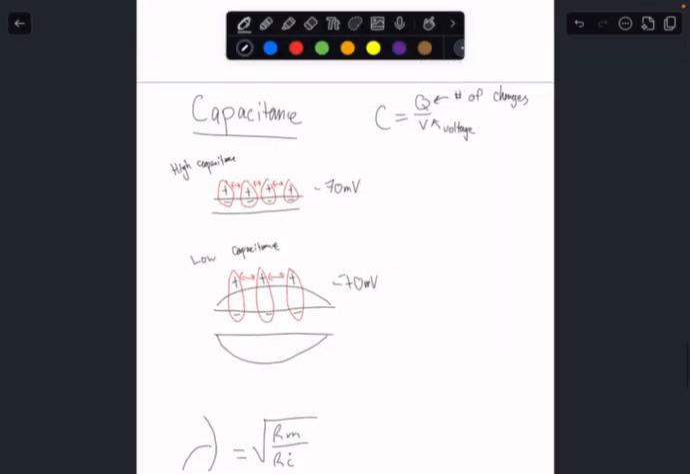Okay, now we're going to talk about capacitance. Capacitance is represented by this equation right here. C represents capacitance, and Q is pretty much the number of charges, such as plus and minus, right? And that's divided by the overall voltage of the cell or cell membrane. So we have a first example right here on the top, something of high capacitance.